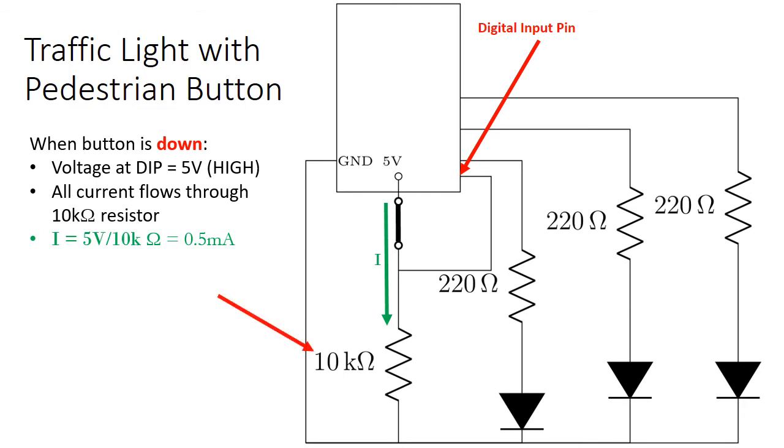This 10 kilo ohm resistor is known as a pull-down resistor. This ensures that the digital input pin will have its proper voltage. When it's supposed to be 0 volts, it ensures that. It acts as a drain for current.